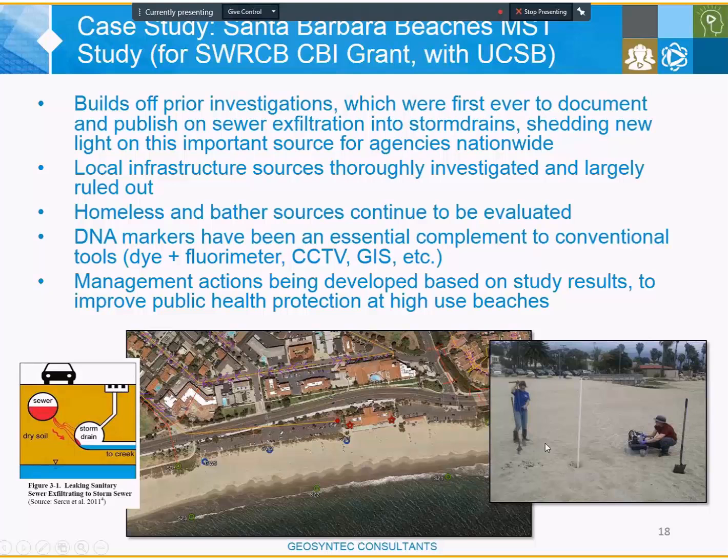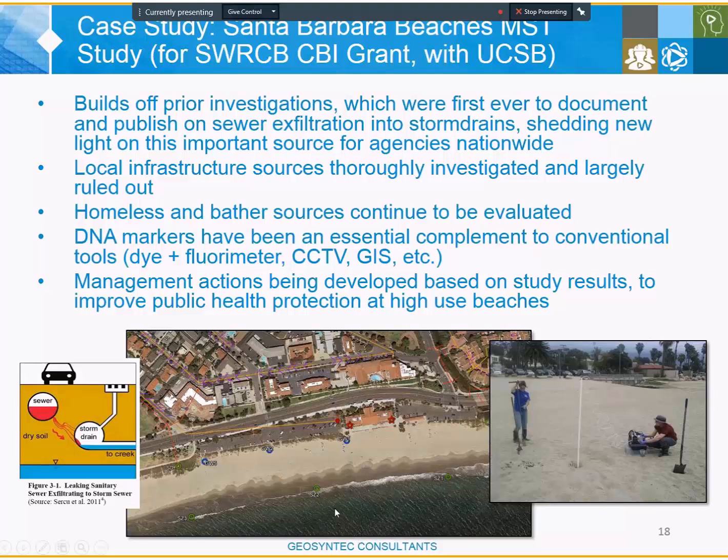And hand augers are just so easy to put alongside streams or at beaches, so a really nice tool to use to test a hypothesis of whether underground infrastructure is making its way through groundwater into surface waters. It's also perfect for septic investigations. And based on this study result, we're basically finding local infrastructure sources are not contributing here.